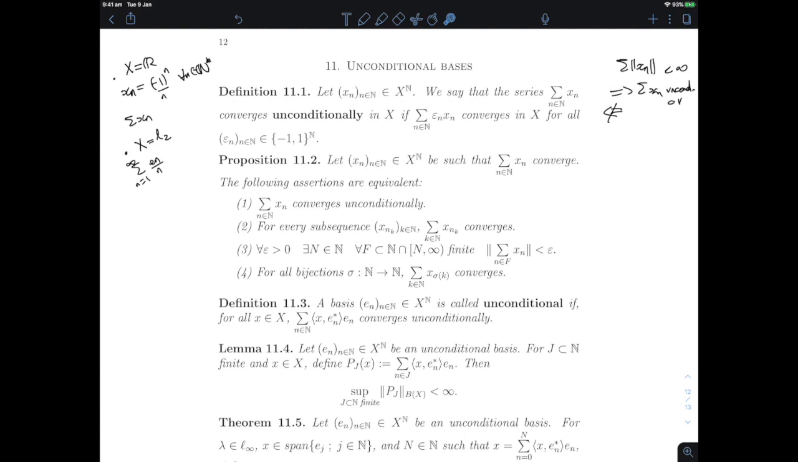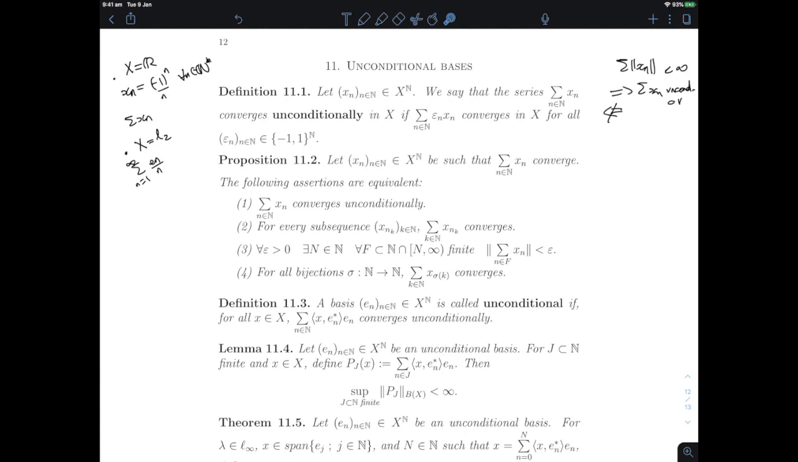So this ability to converge, even if you change the order, is something that is very specific to series that converge unconditionally, or in finite dimensions, that's series that converge absolutely. Now, let's just mention 3 too.